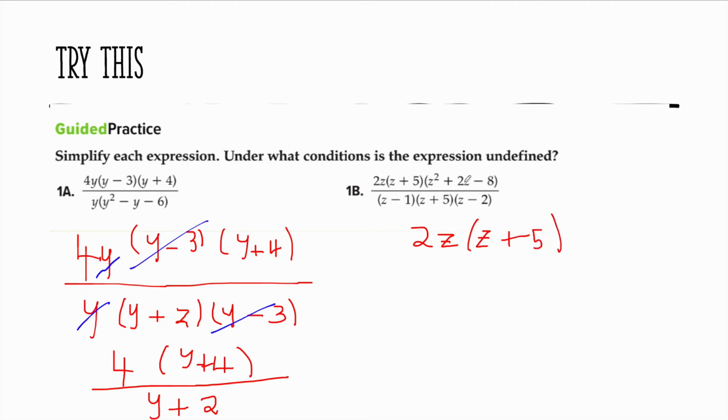Now here we have a quadratic. We are going to factorize the quadratic. It will be z and z. Okay. Factors of 8, that will give us 4 and 2. The sign of the biggest number will be plus, then minus.